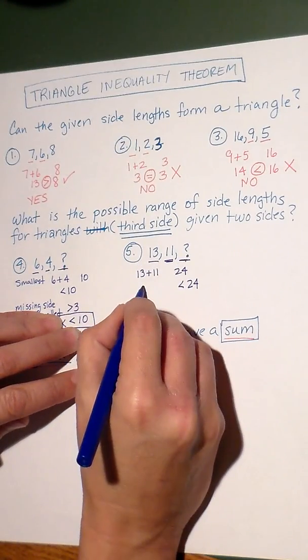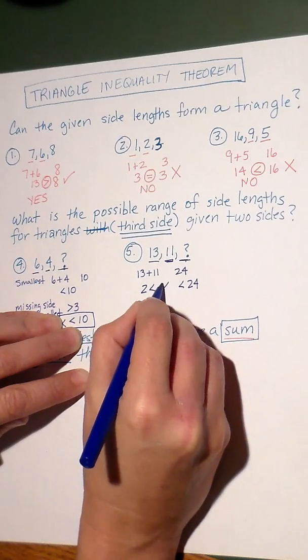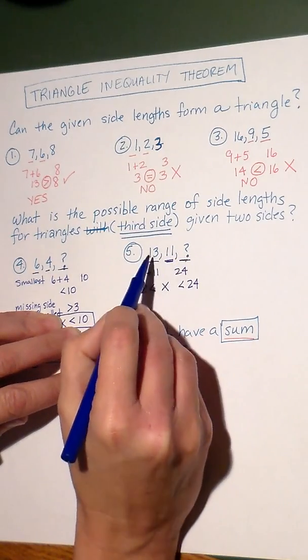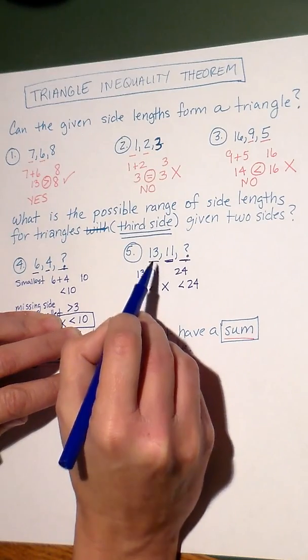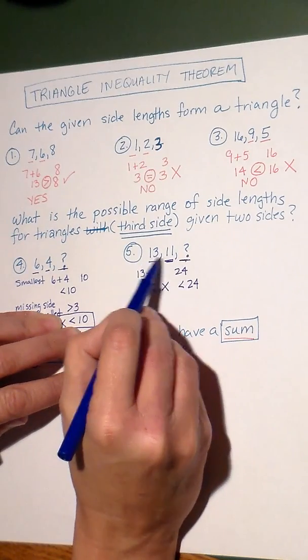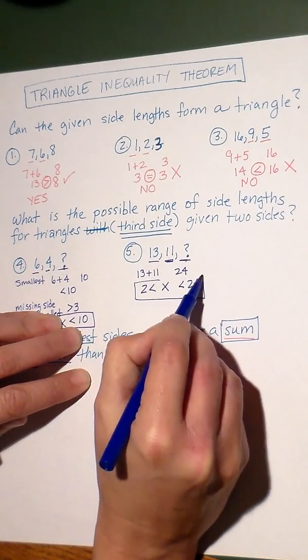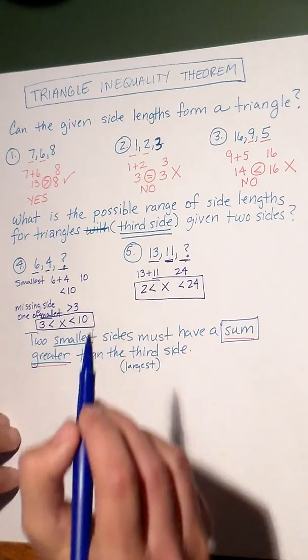2. So that means it has to be larger than 2, so that 11 plus that number gets us something greater than 13. And it has to be smaller than 24 because it can't be larger than these two added together. So there is your range of values. And that's your triangle inequality theorem.